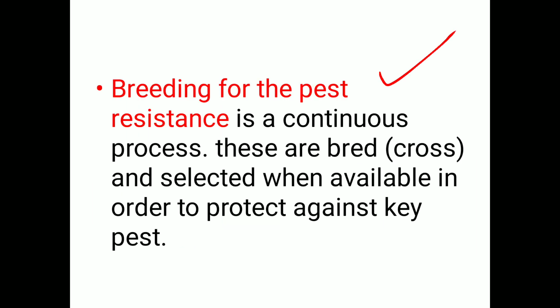The next part of resistant varieties is breeding practices for pest resistance. As we know, breeding means crossing. If you cross a resistant variety with a high yielding variety of a different crop, then after several generations we can obtain a variety which is resistant as well as high yielding, but it requires several practices and several years.